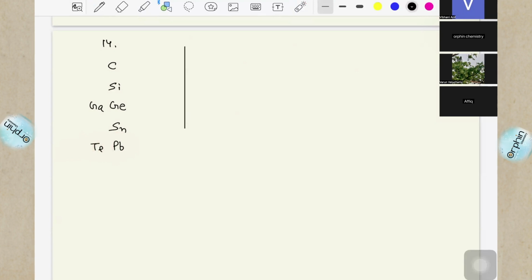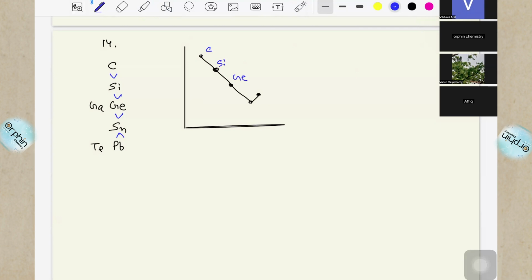Because of that, we can see the order here as decrease, decrease, decrease, but tin and lead are having more. That's the only thing. All other cases are just like that: carbon, silicon, germanium, tin, lead. It is just like a kind of hockey stick. So carbon, silicon, germanium, tin, lead. This is ionization energy. This is Z.